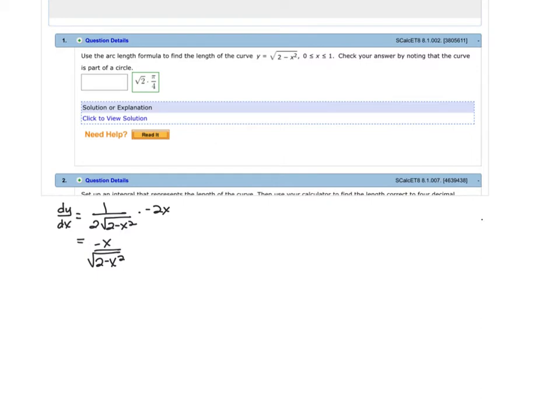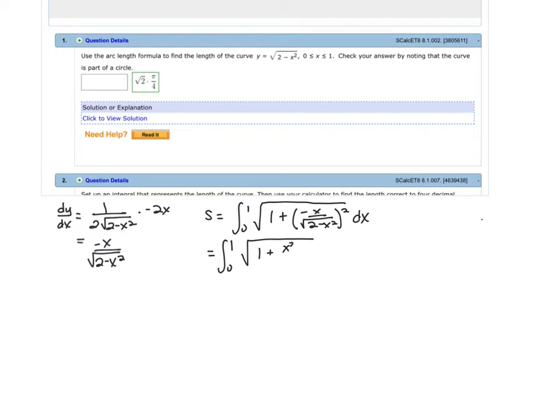Okay, and we know what we're going to do to find the arc length. We are going to take the integral from 0 to 1, they gave us the bounds, of the square root of 1 plus this loveliness squared. So negative x over the square root of 2 minus x squared. Now let's simplify this just a little bit. We get 1 plus x squared over 2 minus x squared.